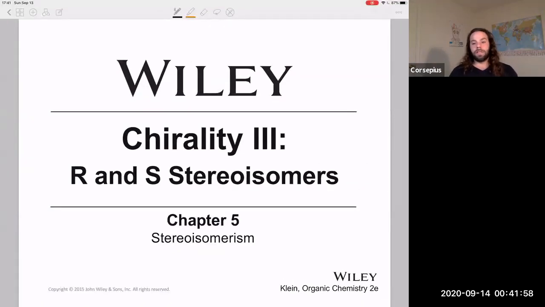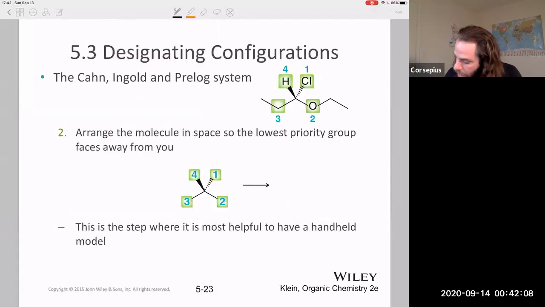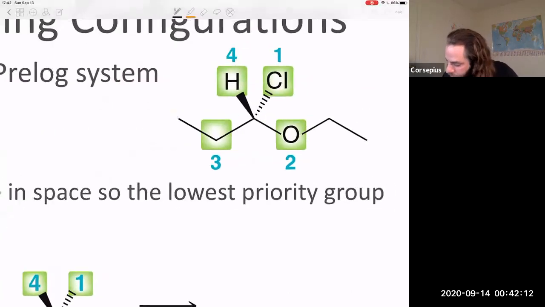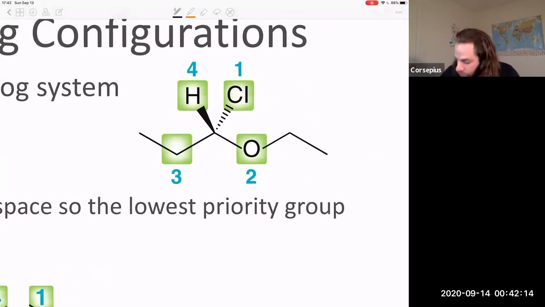Okay, so now we're going to put these skills that we learned in the previous two lectures together and designate a chiral stereoisomer as either R or S. Okay, so first thing we had to do was identify a stereocenter. That means that that carbon is bound to 4 different groups. So then we went through and we assigned priority to those 4 different groups.